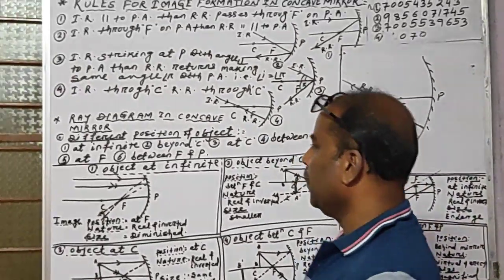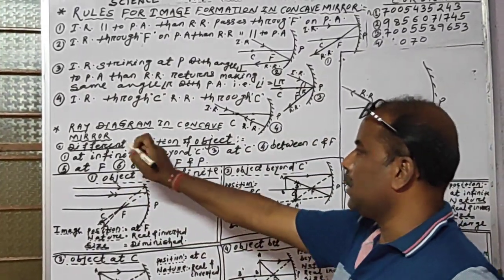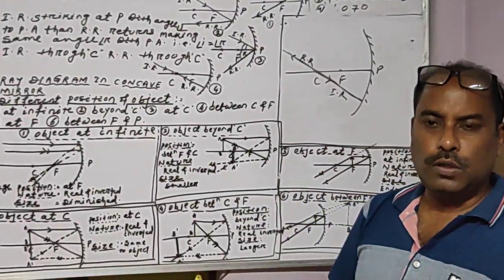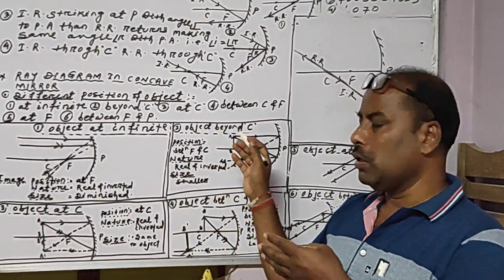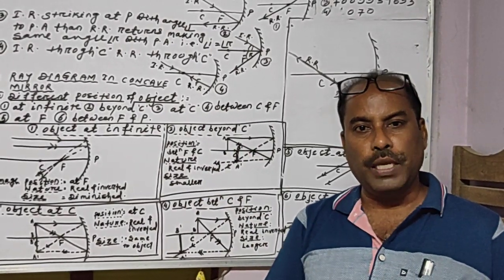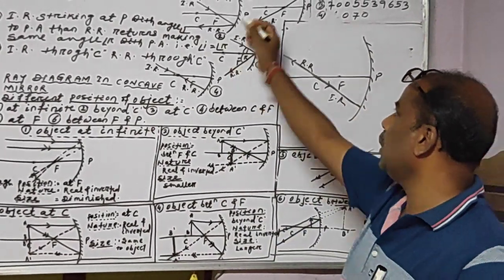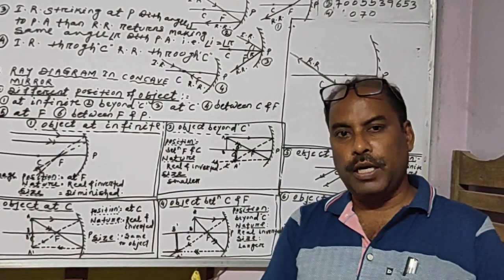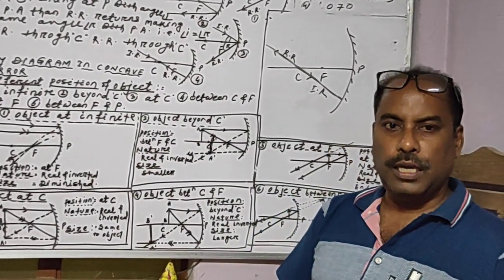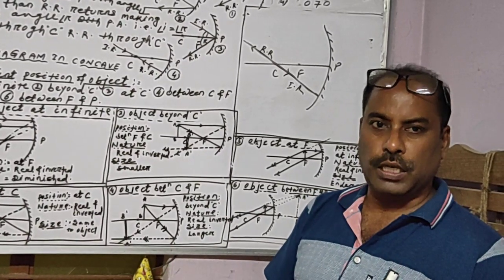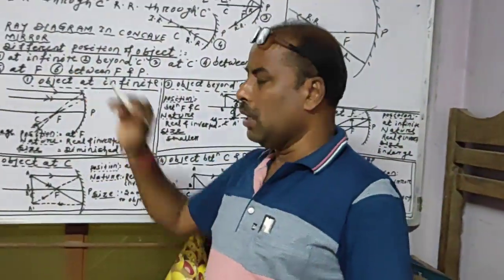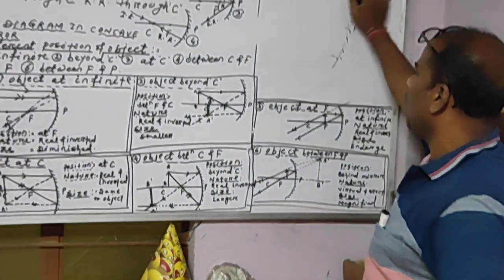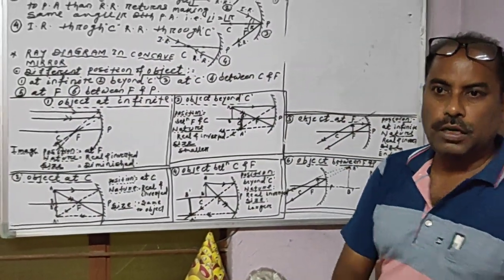Next will come the image formation ray diagram in the concave mirror. We'll talk today about the ray diagram in the concave mirror. These are known as concave mirrors. So how the image will be formed for the different positions of the object in front of the mirror, we have to see now. First let me tell you what the positions of the object in front of the mirror are.